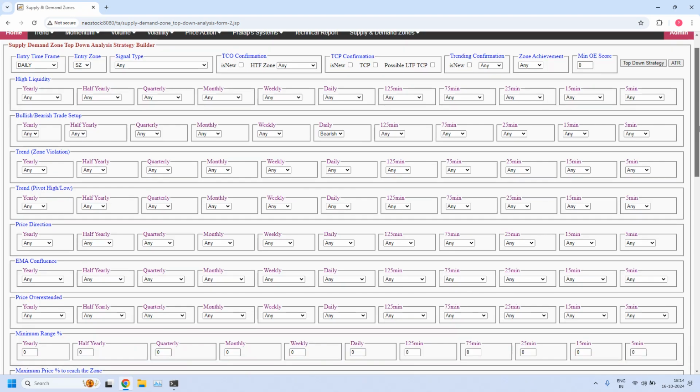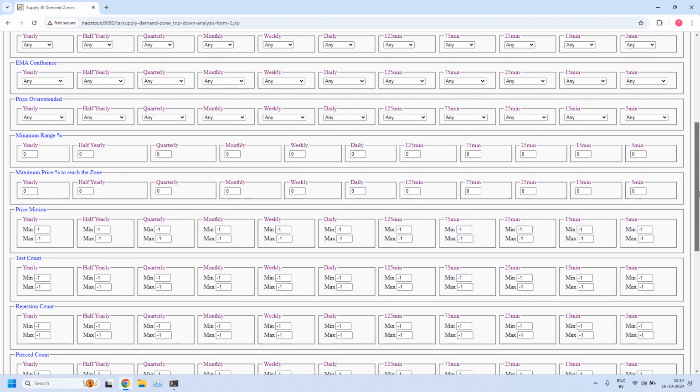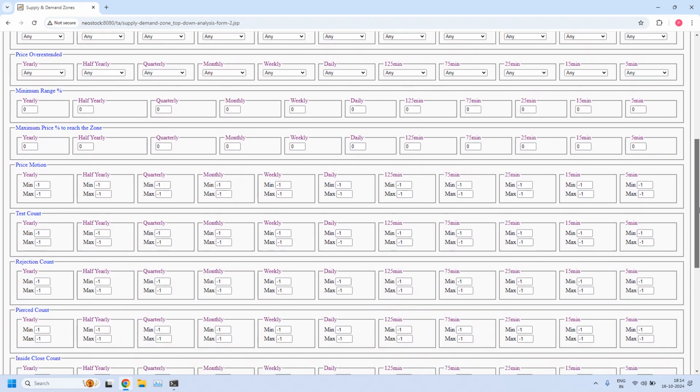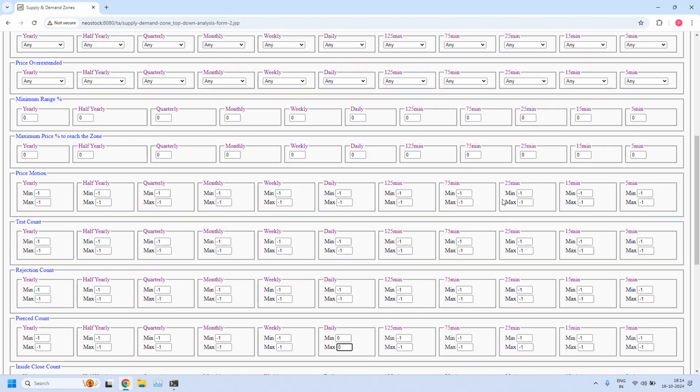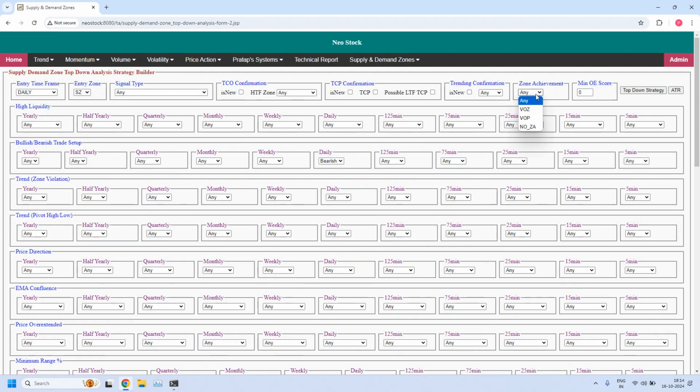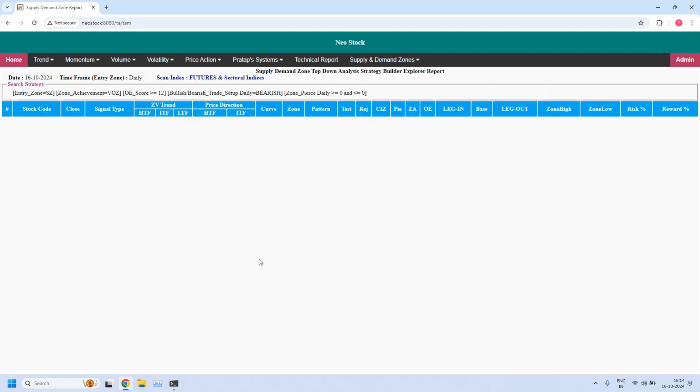And the daily supply zone should not be pierced. So in the pierced count at daily time frame, I am setting minimum value 0, maximum value 0. Zone achievement violated opposing zone, minimum odd enhancer score 12. All the three filters are applied to the daily supply zone. Now let's verify. None of the stocks are filtered.